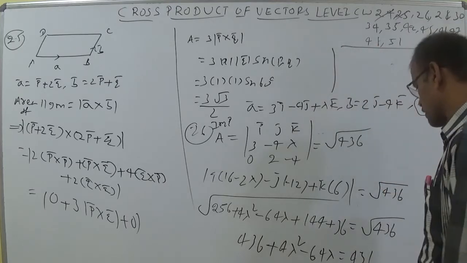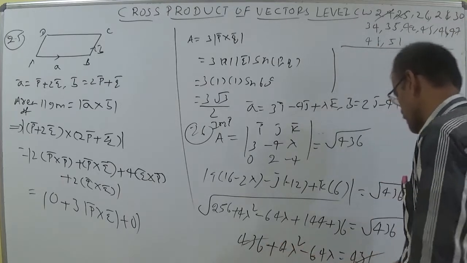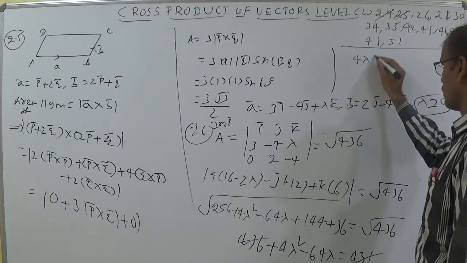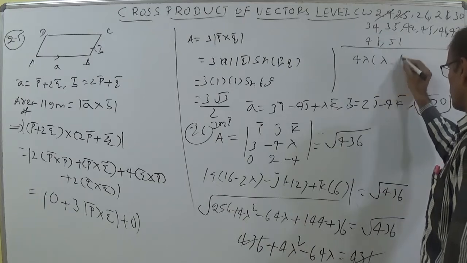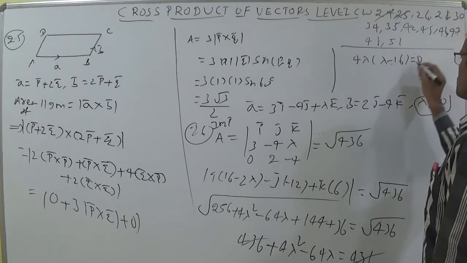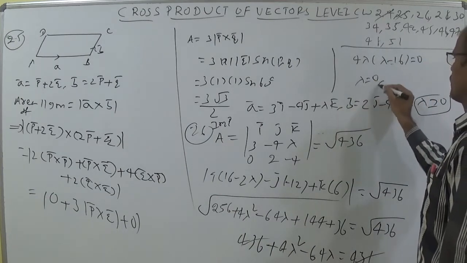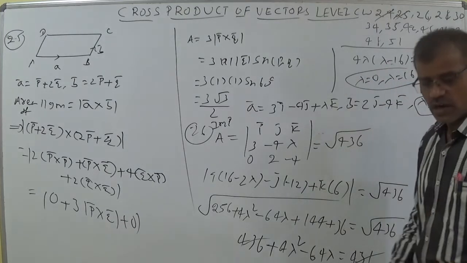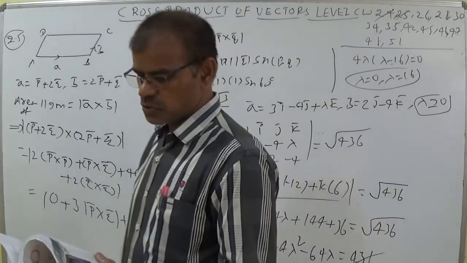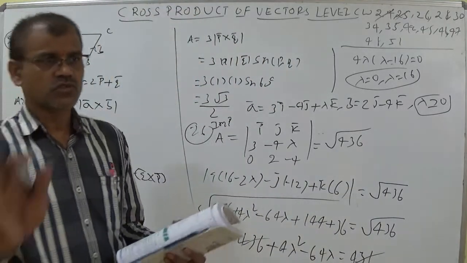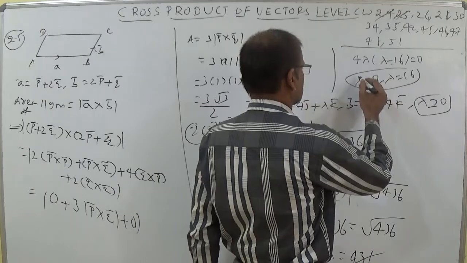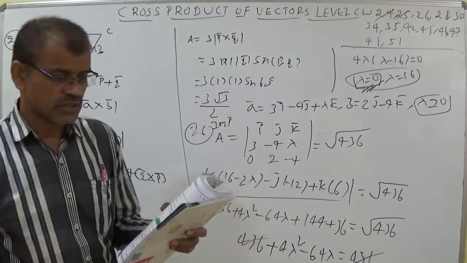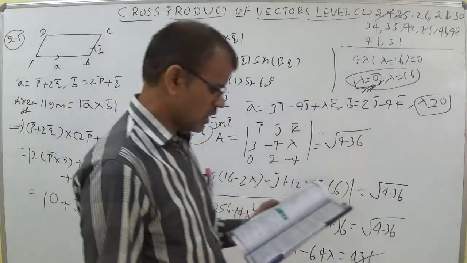So now we can write 436 and 436 will get cancelled. Here it becomes 0. If you take 4 lambda as common, then we can write here lambda minus 16 equal to 0. So lambda equal to 0, lambda equal to 16, we got two values here. According to the options, lambda equal to 16 he did not give. So simply you try to understand that lambda equal to 0 is the correct answer. If lambda equal to 16 he had given, it is also a correct answer.